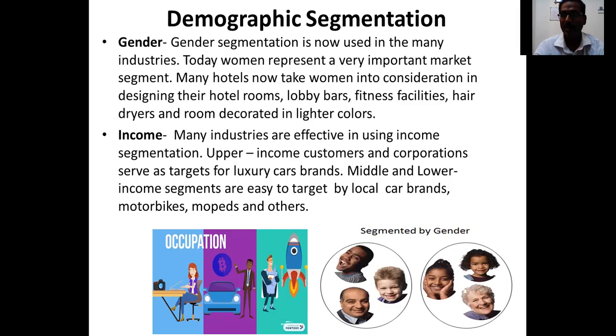So what happens? The multinational luxury cars can target the affluent people who are very rich and business class people, and then local brands will concentrate and target the segment of middle and lower class people, not only with their cars but the companies which are selling motorbikes and mopeds and other sort of economical transportation. So here in this picture, you can see that particular market is being segmented based on the gender.